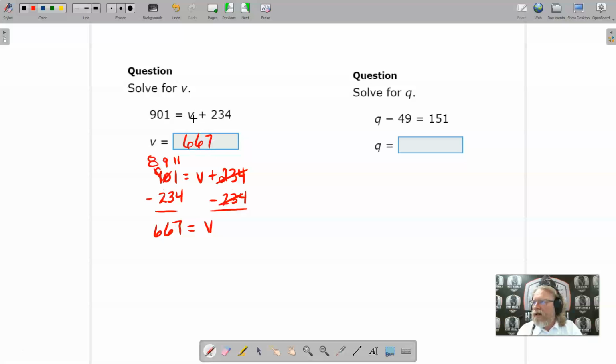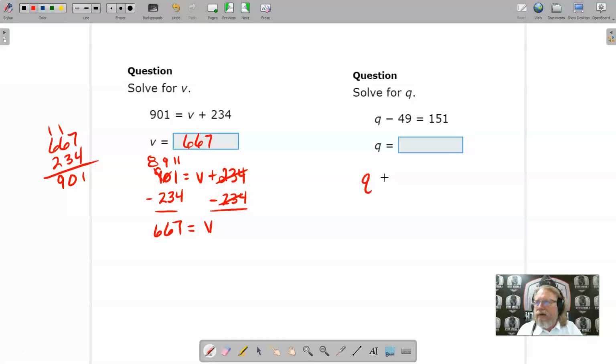667. And we could always plug that in and say 667 plus 234. If I did this correctly, I should end up with 901. 7 plus 4 is 11, carry the 1. And 6, 7, 10, carry the 1. 8, 901. Indeed, 667 is the correct solution.